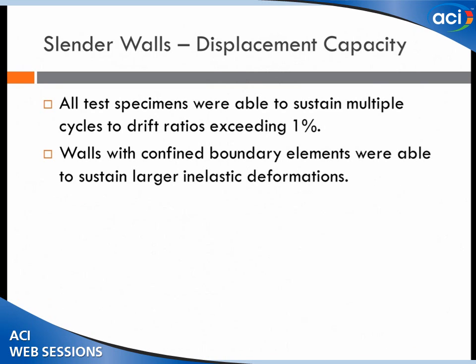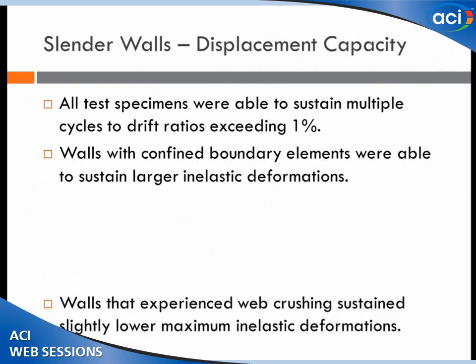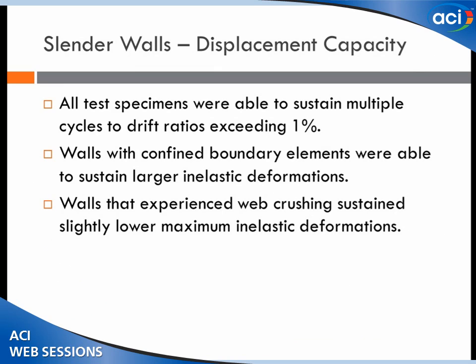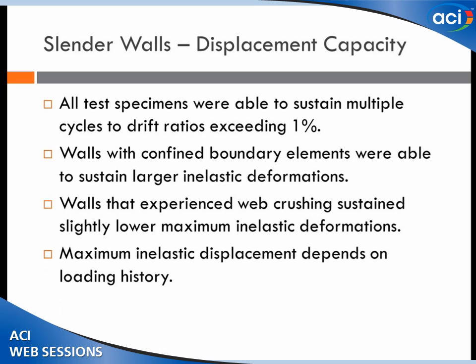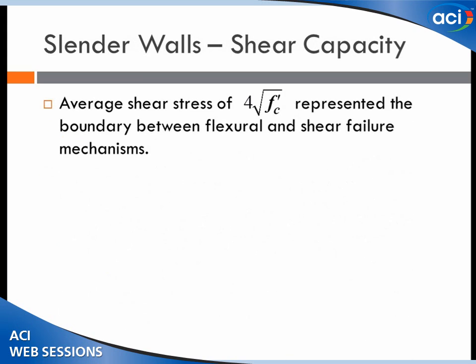Walls with confined boundary elements have larger deformation capacity. Walls with web crushing have somewhat lower deformation capacities, as might be expected. And the maximum inelastic displacement depends on the loading history, okay, the monotonic loading versus a multiple set of cycles. Average shear stress of about 4 root f'c is really the boundary between what the ultimate failure is going to be, whether it be in shear or in flexure.